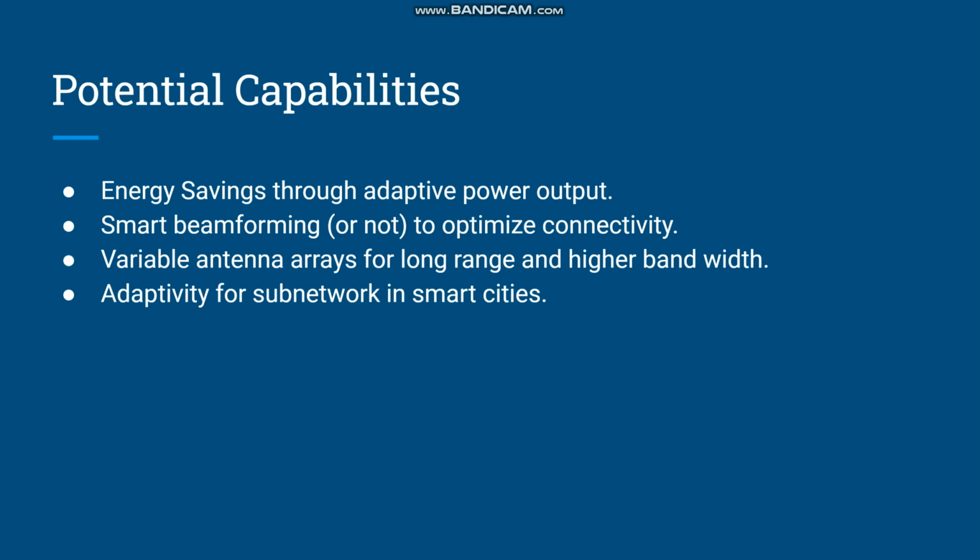And lastly, adaptivity for the subnetworks in smart cities. Smart cities will have different networkings such as Bluetooth, 802.11, and other types of signals that need to be sent. And these antennas need to be able to adapt to communicate using the various signal types.